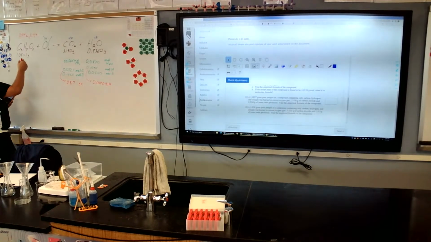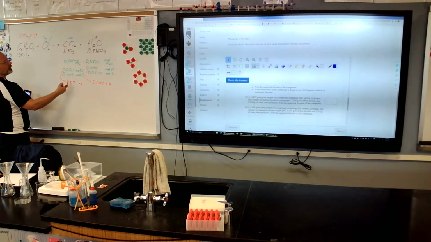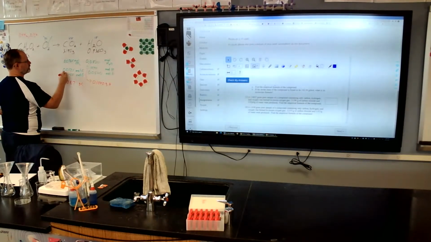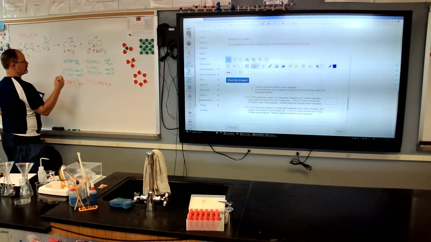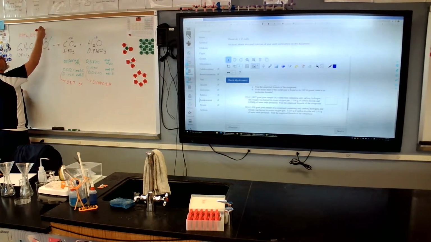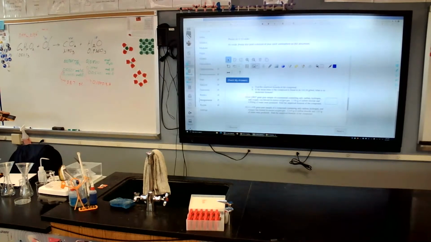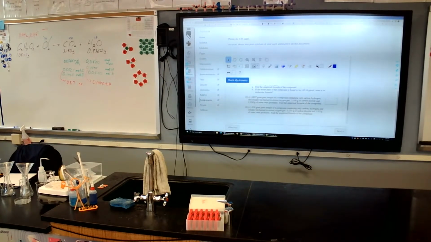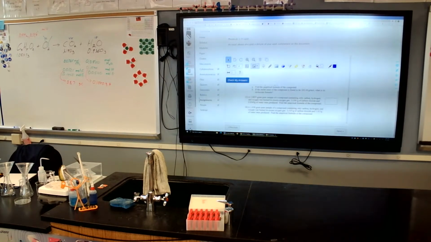All right, so we have the moles of carbon, which is great. We have the moles of hydrogen, which is great. And then this will give us the moles of oxygen. Make sense? And we are going to divide by 16. We're talking about actual atoms of oxygen.